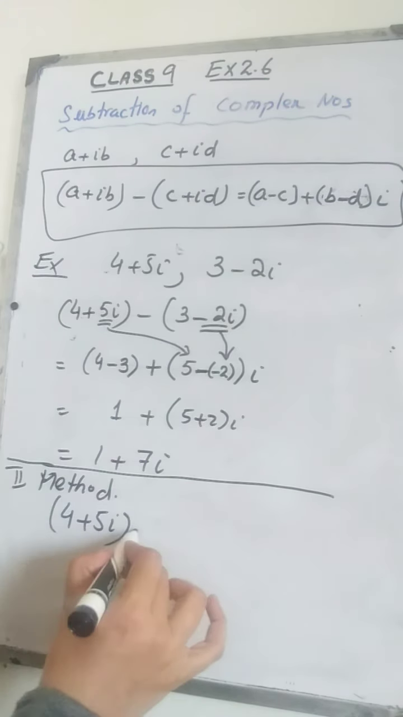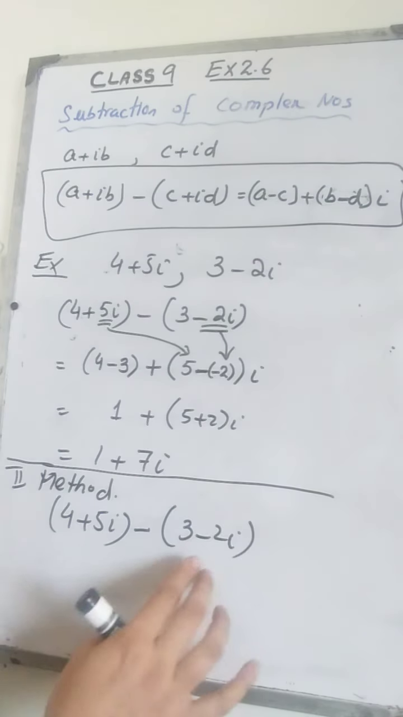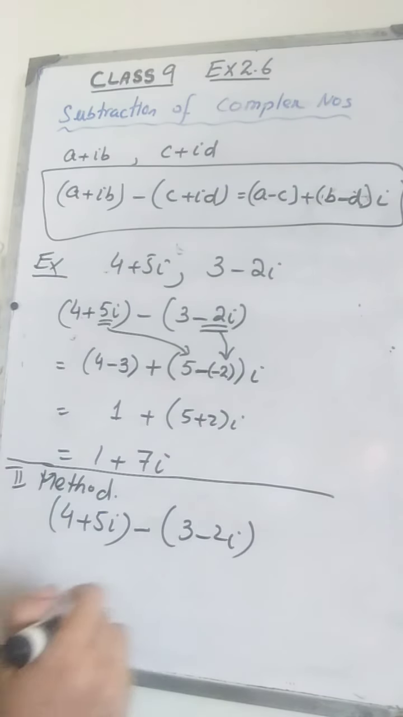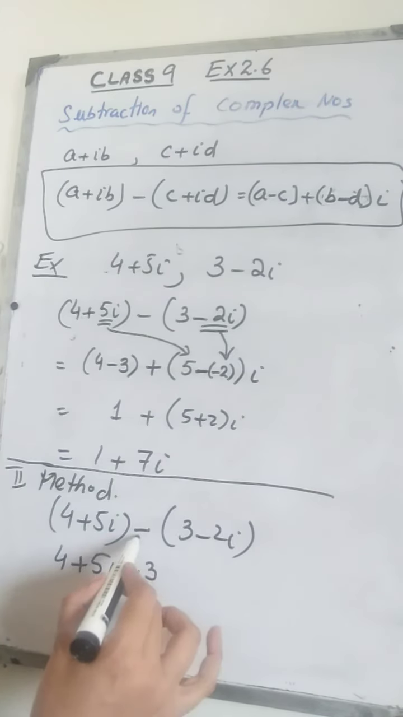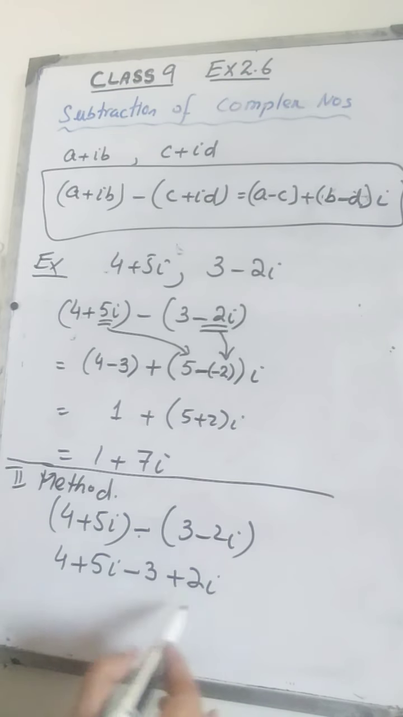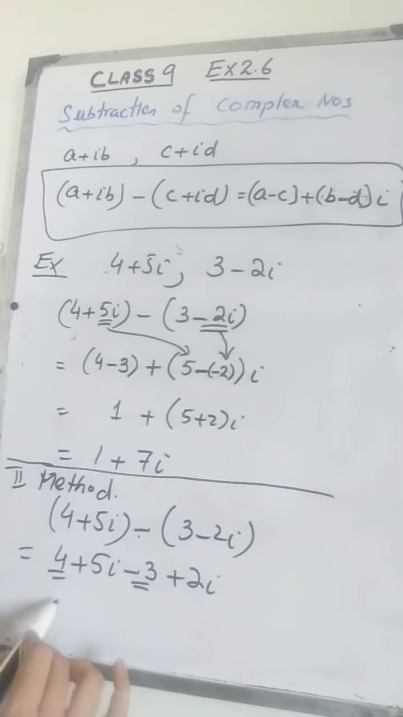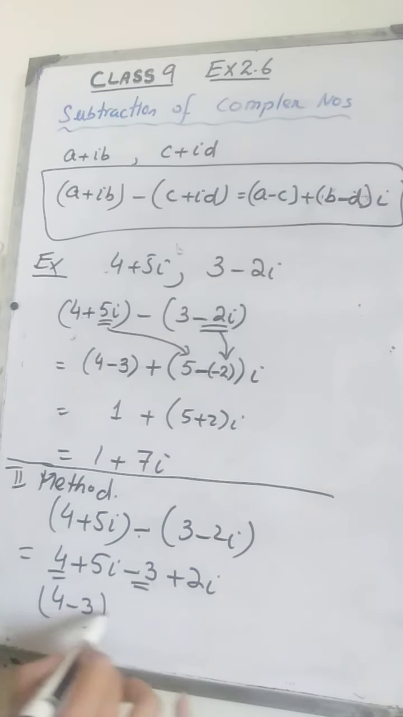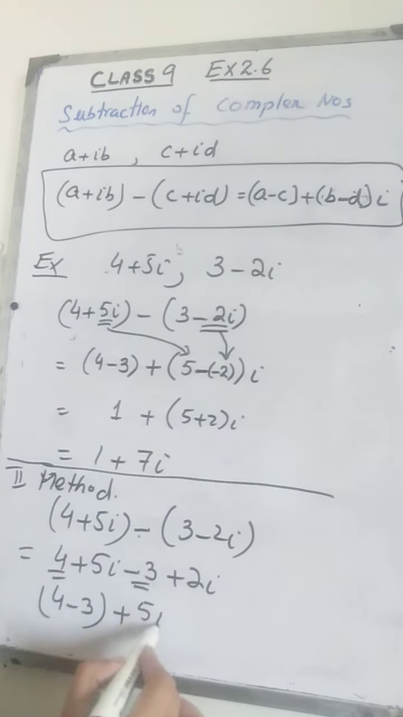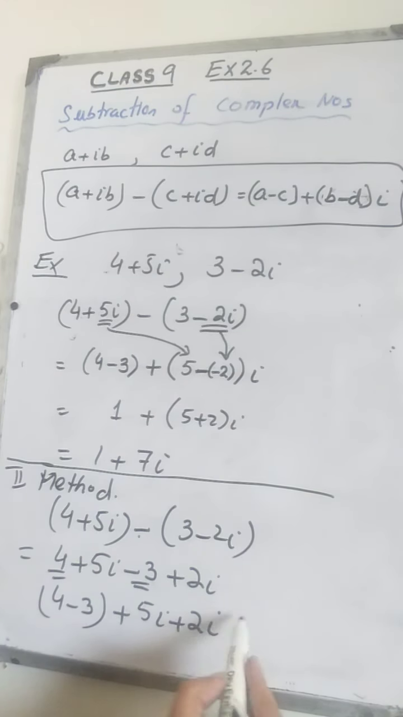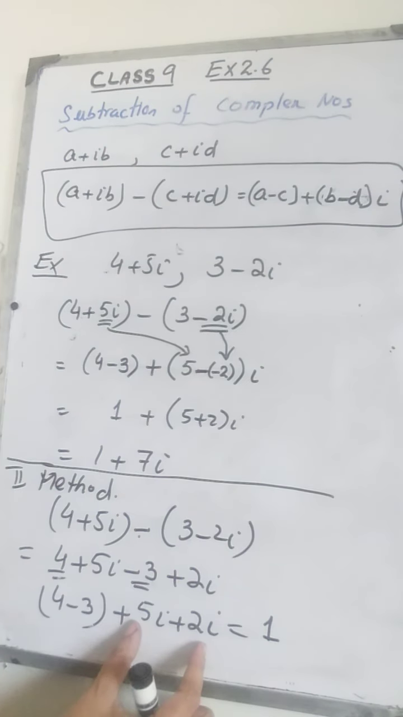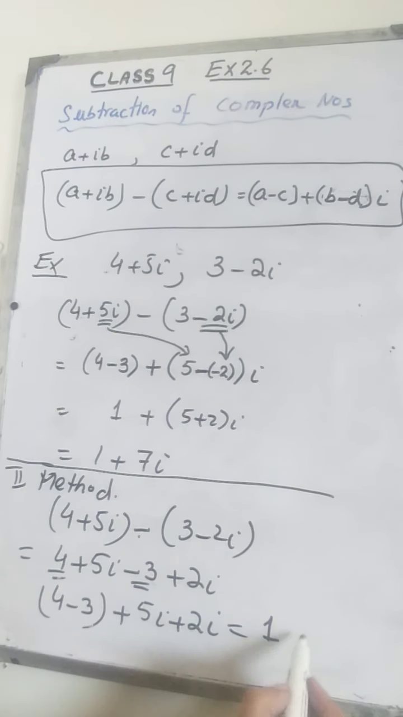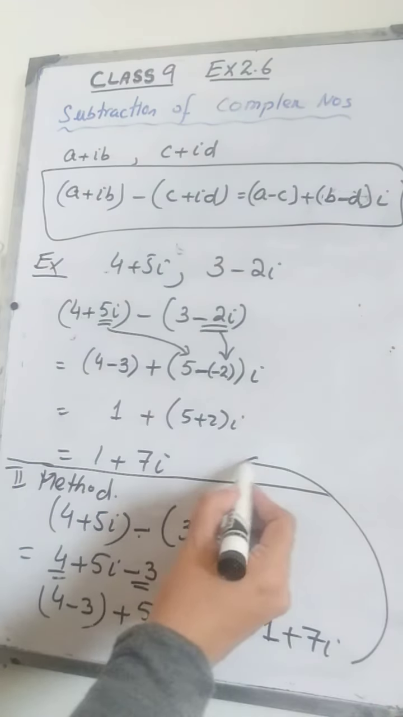4 plus 5 iota minus 3 minus 2 iota. If you want to subtract these numbers, you can open this bracket: 4 plus 5 iota minus 3 plus 2 iota. Then you can combine the real parts. 4 minus 3 plus 5 iota plus 2 iota. 4 minus 3 will be equal to 1. You combine the real parts and the imaginary parts together, and then add them. 5 iota plus 2 iota will be 7 iota. This is how you get to the answer.